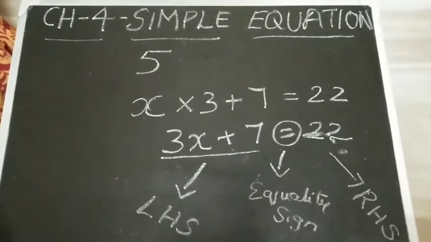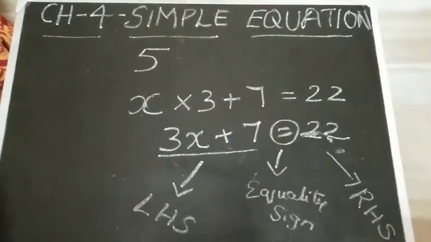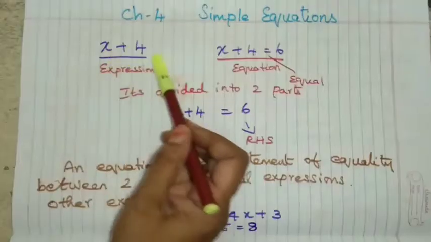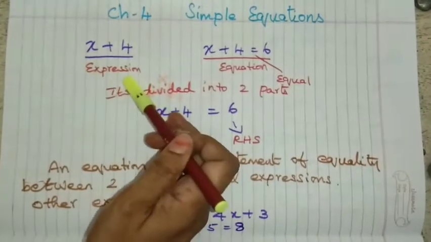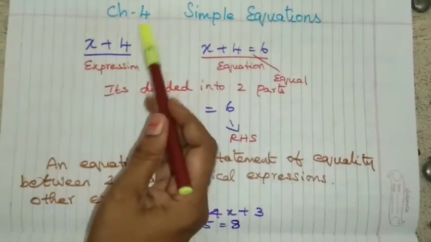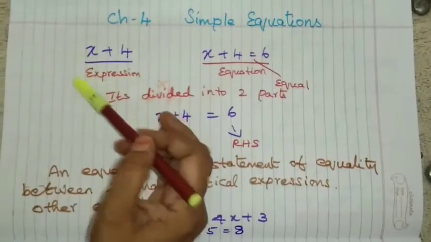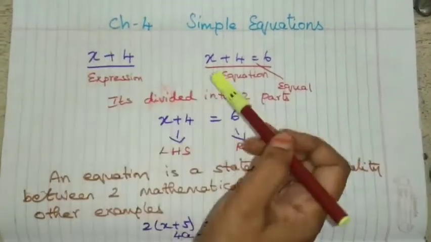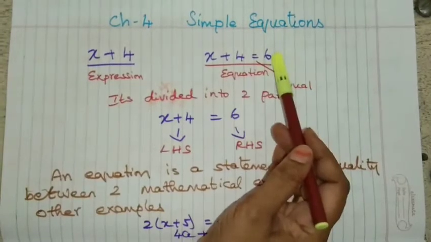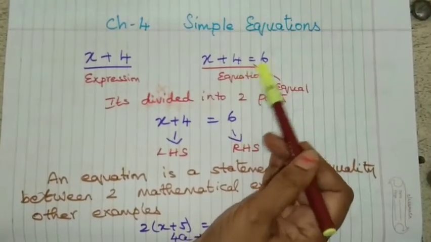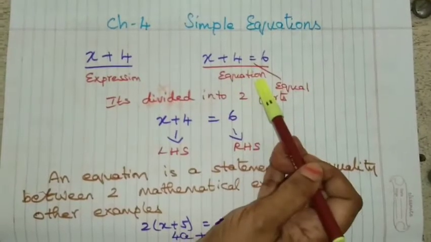Now, we will see some more examples of equation and how to frame equations. x plus 4. This is nothing but an expression. x is a term, 4 is a term. They are connected using an addition sign. So this becomes an expression. This expression is equated to a constant. So when I have an equal to sign, it becomes an equation.